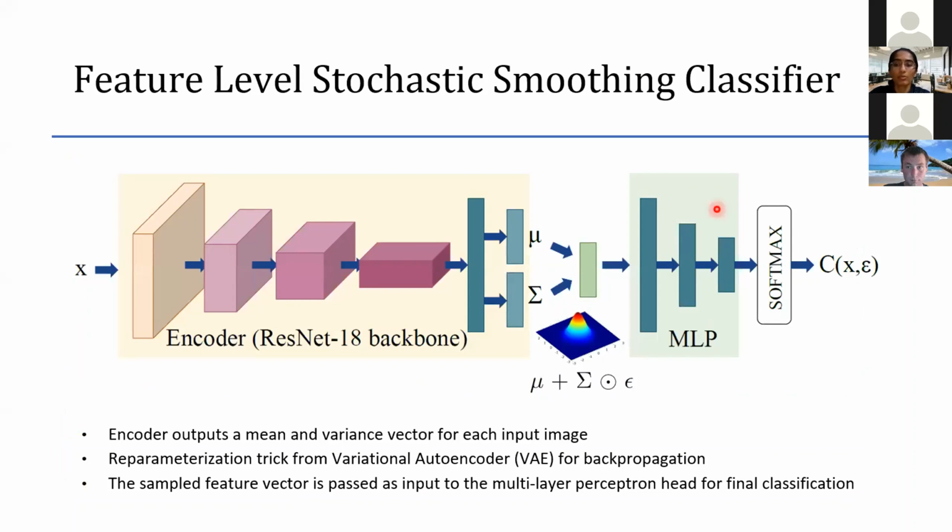An implementation of the proposed feature-level stochastic smoothing classifier is shown here. Similar to the VAE formulation, we enforce the encoder to predict the mean and variance vectors for each input sample and use the reparameterization trick for ease of backpropagation. The sampled feature vector is passed as input to the multi-layer perceptron for final classification. Every sampled feature vector gives a different random prediction. This architecture enables sampling during training and inference.